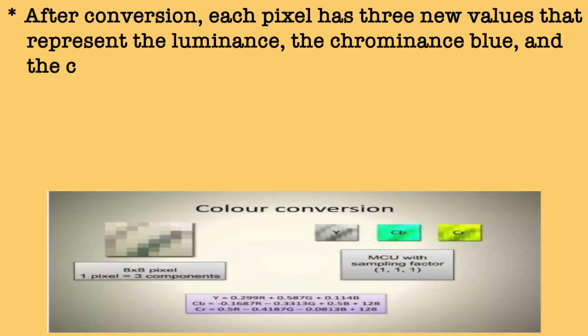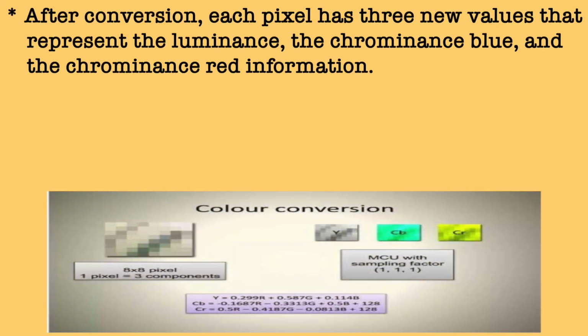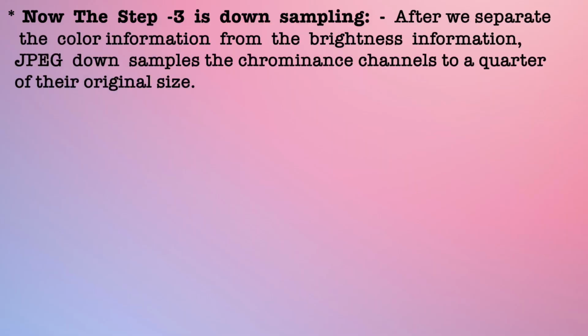After conversion, each pixel has three new values that represent the luminance, the chrominance blue and the chrominance red information. Now, step 3 is downsampling. After we separate the color information from the brightness information, JPEG downsamples the chrominance channels to a quarter of their original size.